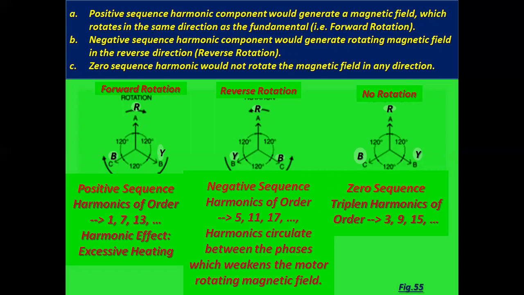See the diagram. Positive sequence harmonics in order 1, 7, 13, harmonic effect only excessive heating. Negative sequence harmonics of the order 5, 11, 17, harmonics circulate between the phases, which weakens the motor rotating magnetic flux. Zero sequence triplen harmonics of the order 3, 9, 15.